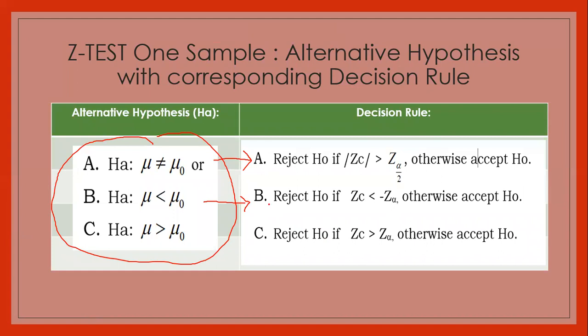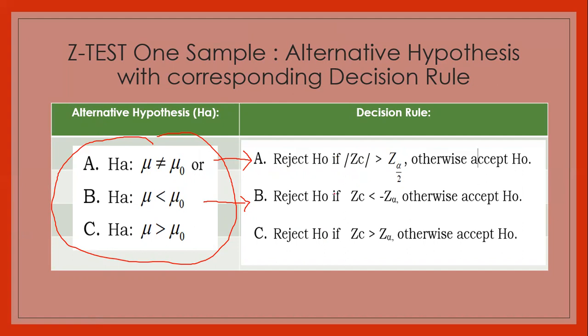So take note of this. Let's go back to letter A. If our alternative hypothesis is not equal, this is the corresponding decision rule. Take note of the absolute value of Z sub C, or the computed value. When we say absolute value, just in case the Z sub C we compute is negative, we get the absolute value of that, so it becomes positive.